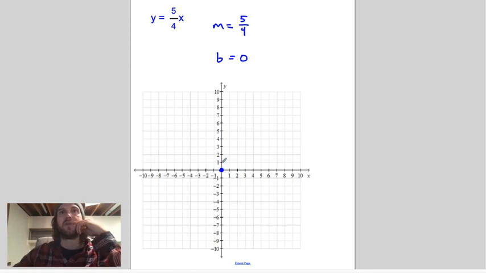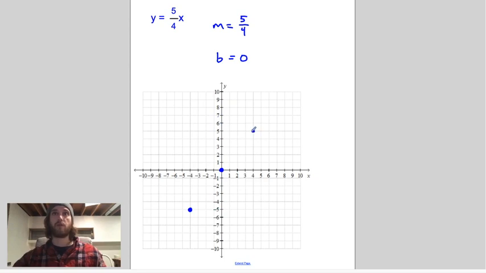Now notice, let's go down 5. If I go down 5 in the vertical direction, I know my slope is positive, so to keep it positive, slanting like that, I'm going to go down 5 and over 4. And up 5 and over 4 this way. And we can keep those in line, all the way across our graph.